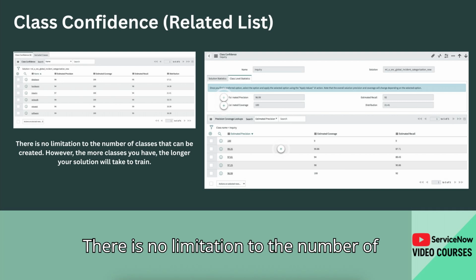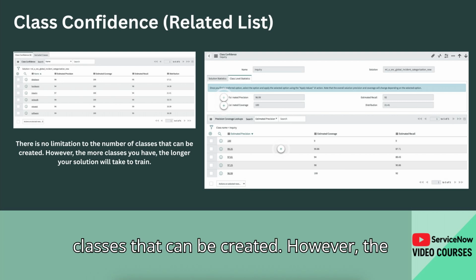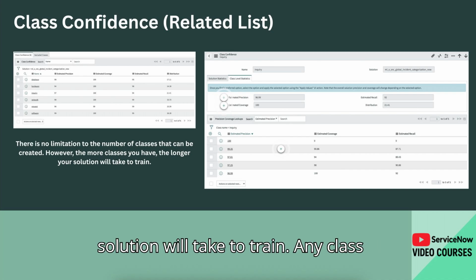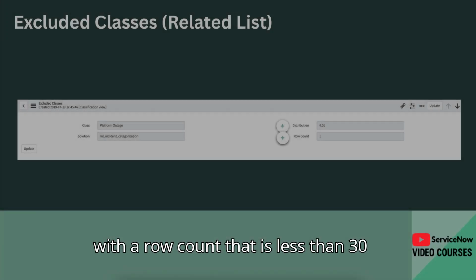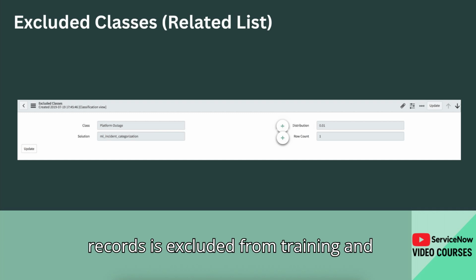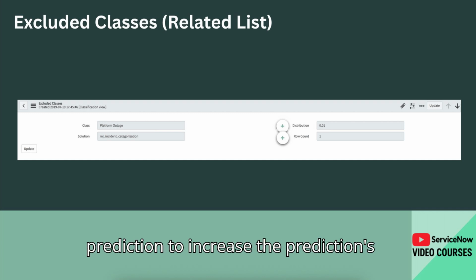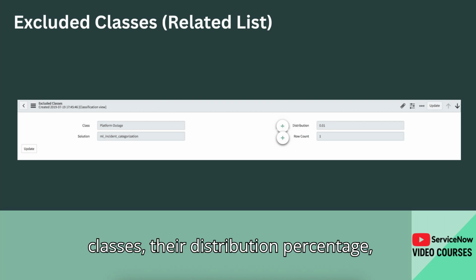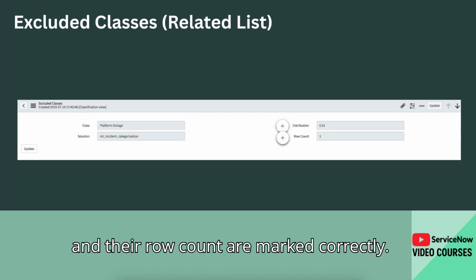There is no limitation to the number of classes that can be created. However, the more classes you have, the longer your solution will take to train. Any class with a row count that is less than 30 records is excluded from training and prediction to increase the prediction's accuracy. Validate that the excluded classes, their distribution percentage, and their row count are marked correctly.